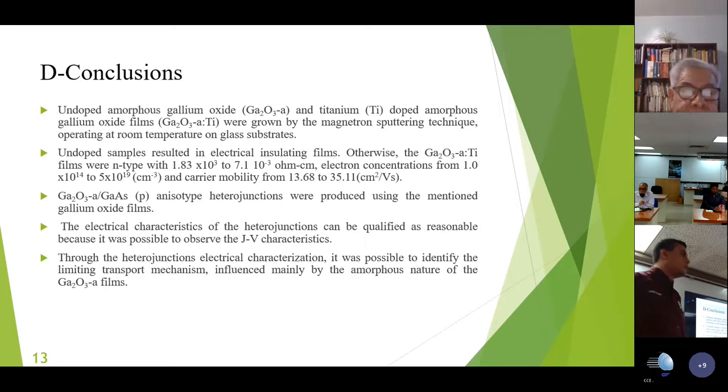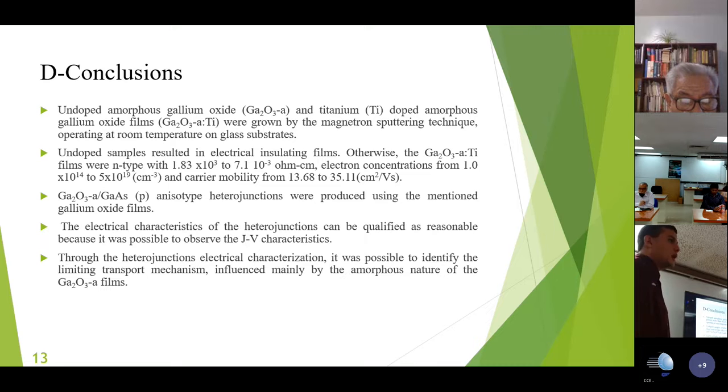Well, we pass to the conclusions. We have this on screen. We start with the undoped. We obtained undoped amorphous gallium oxide and titanium doped amorphous gallium oxide that were grown by magnetron sputtering, operated at room temperature. The undoped samples resulted in electrically insulating films.